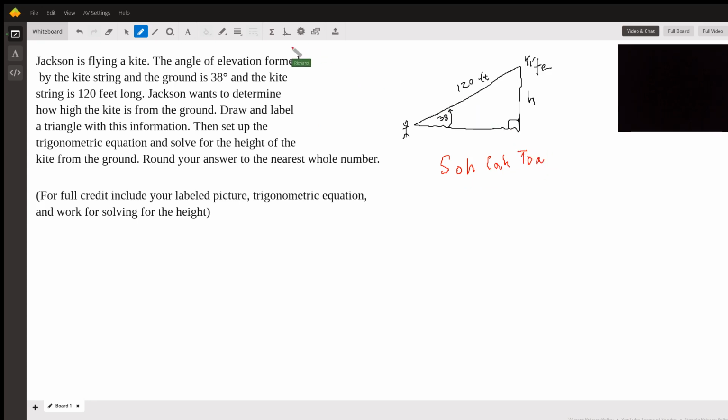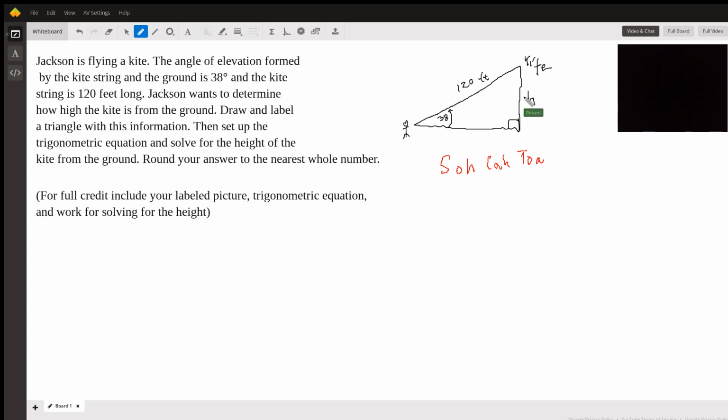What does that stand for, SOHCAHTOA? Well, it stands for the sine is equal to the opposite side divided by the hypotenuse. The cosine is the adjacent side divided by the hypotenuse. And the tangent is the opposite side divided by the adjacent side.